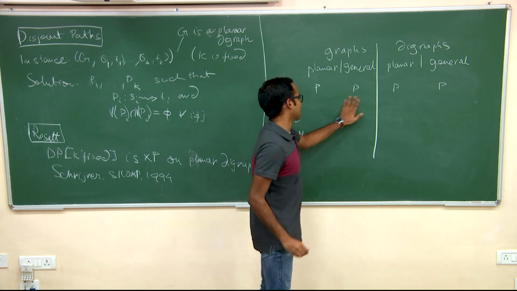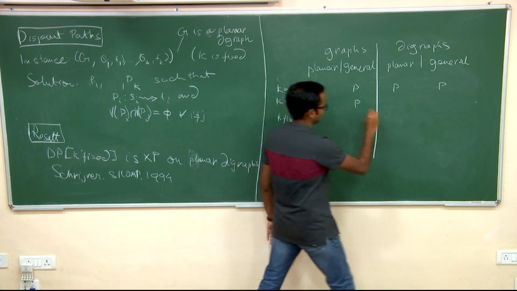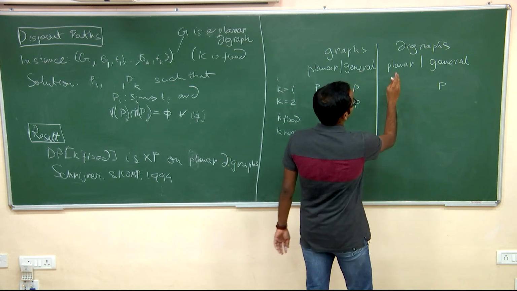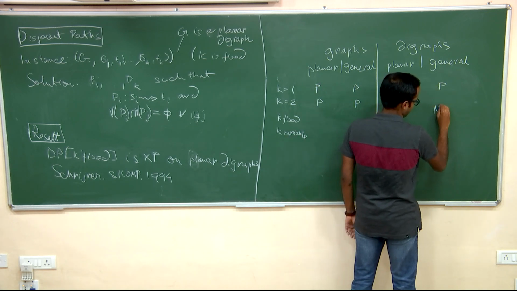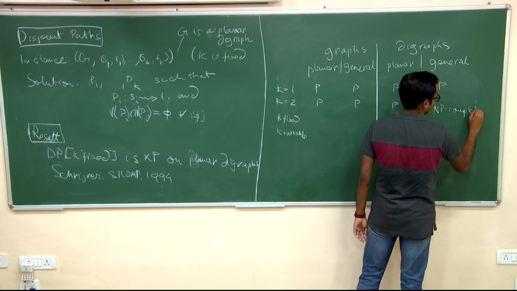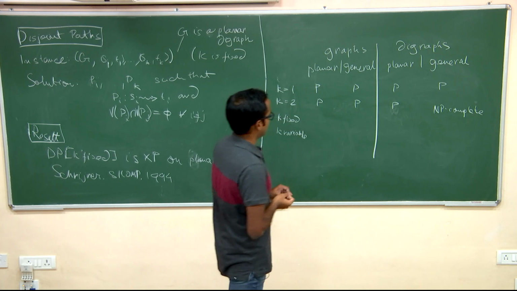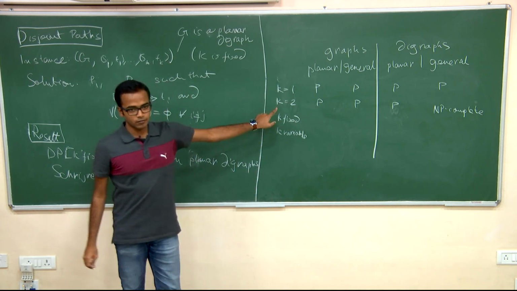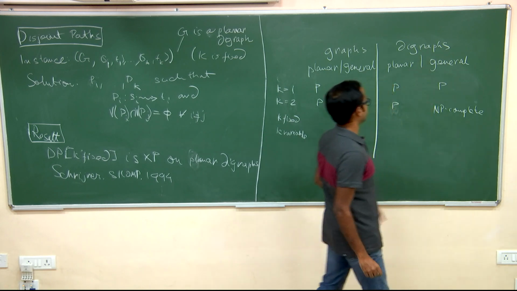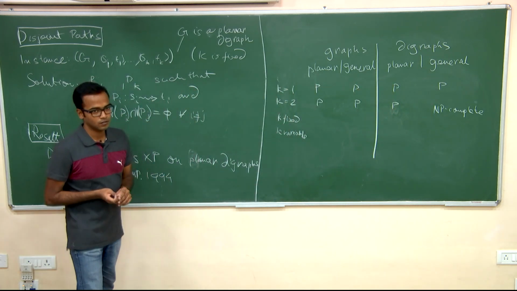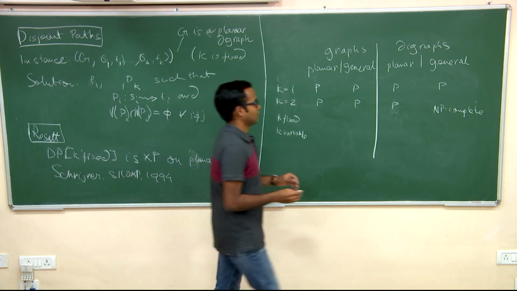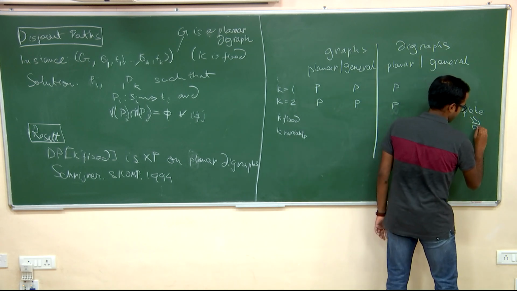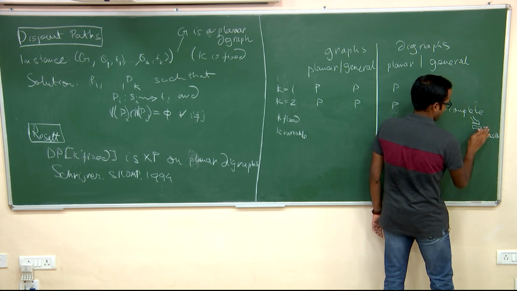I'll come to FPT later. Digraphs, this is P, but this is NP complete. Even for k equals 2, it is NP complete on general digraphs. It's known to be para-NP-hard, so FPT is not possible, not even XP is possible for general directed graphs.